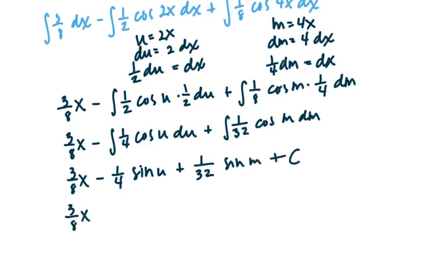So now we need to go back. We have 1/4 sine of u, which is 2x, plus 1 over 32 sine of m, which is 4x, plus c. So it's not that bad. You just have to be careful all along the way.